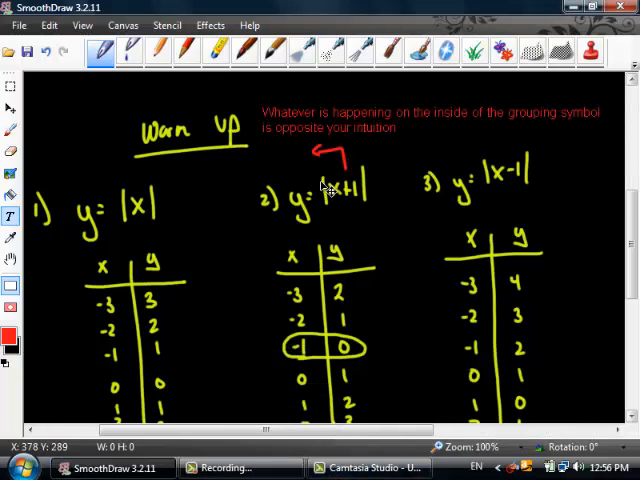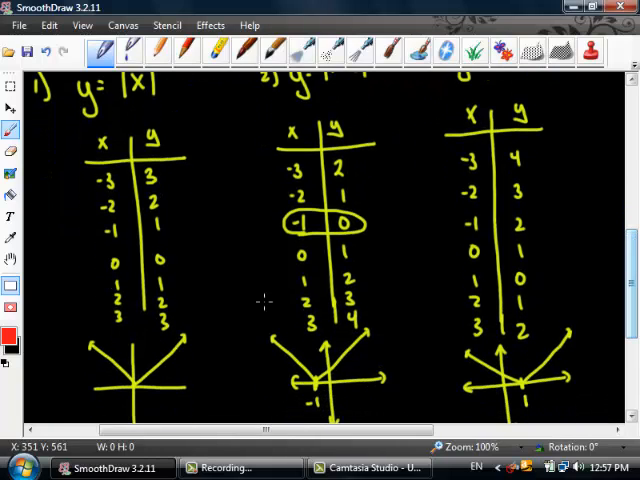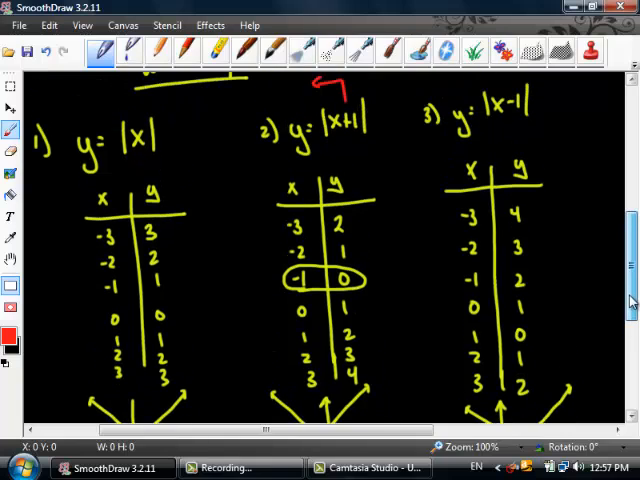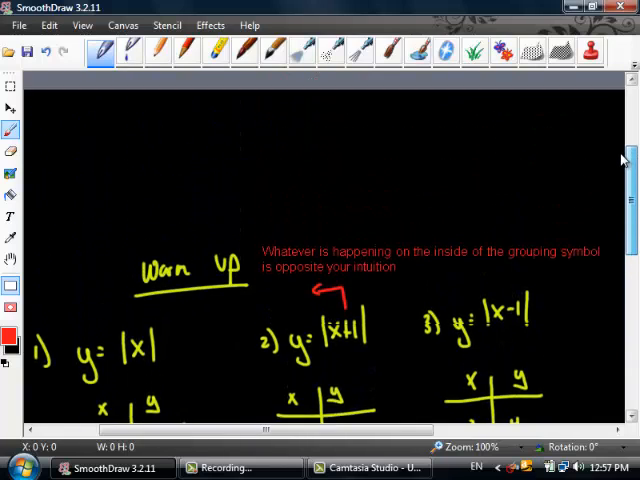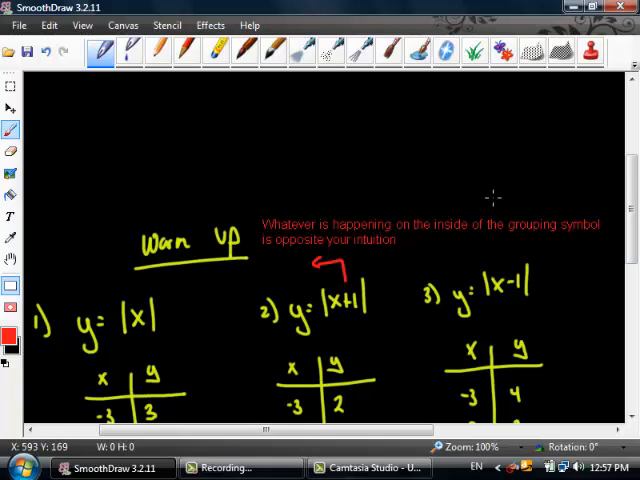Okay, so whatever's happening inside the grouping symbol is opposite your intuition. So this y is equal to the absolute value of x plus 1. We would normally expect that to shift to the right one, right? Because it's +1. So in this case, it shifted it to the left one. And then same thing for the y equals absolute value of x minus 1, but it shifted it to the right one. Does that make sense?